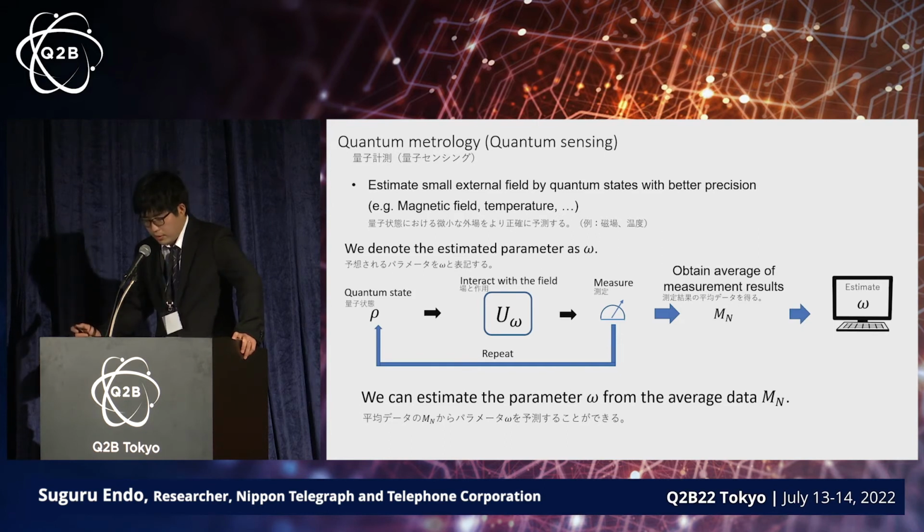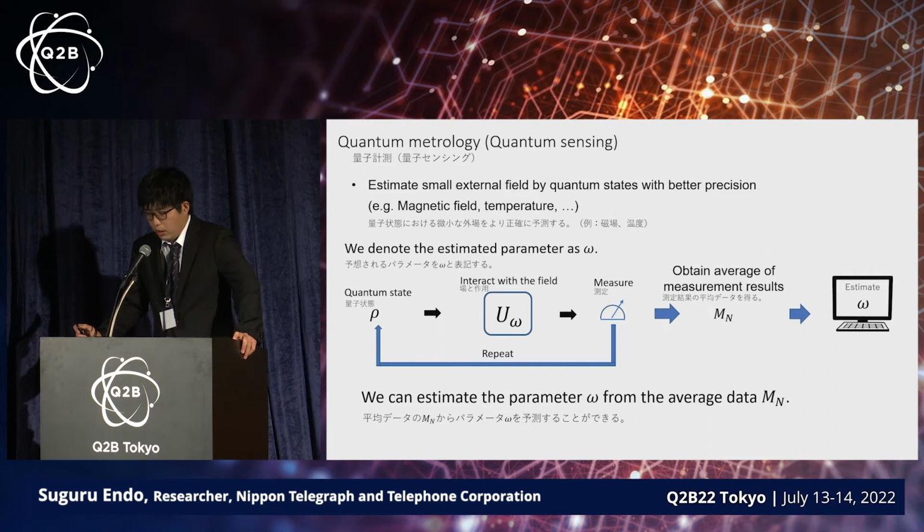The sequence of the quantum methodology is as follows. We prepare the quantum state, and we make the quantum state interact with the field. And the field has the information of the parameter omega. It is like, as I said, magnetic field and temperature and so on. And we measure the results. And we repeat this procedure many times.